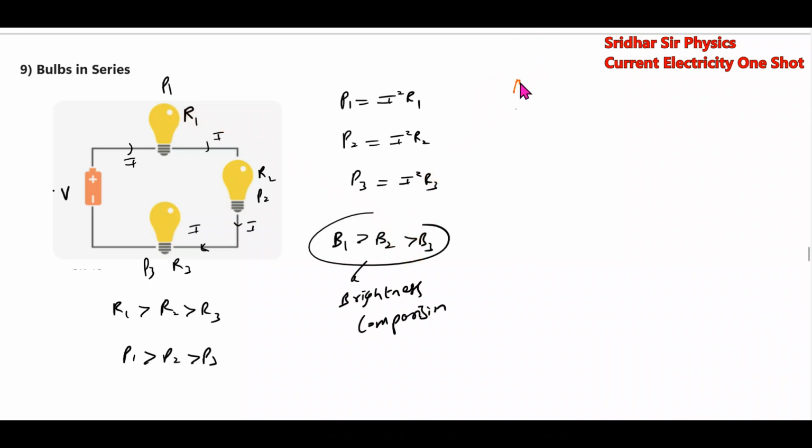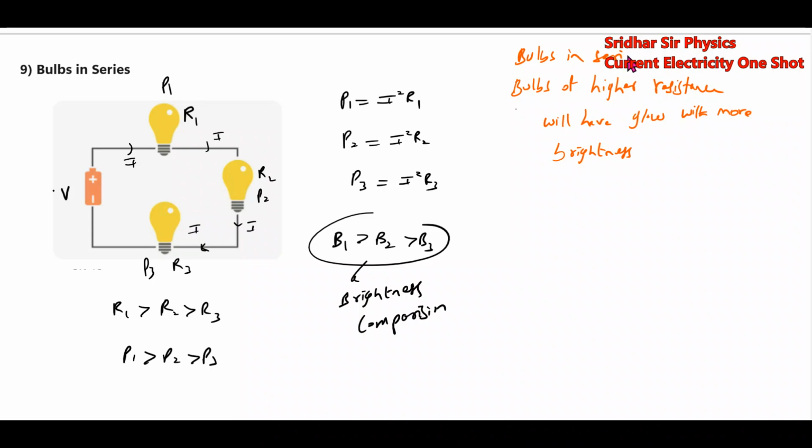Bulbs of higher resistance will glow with more brightness for series. And this is a concept.